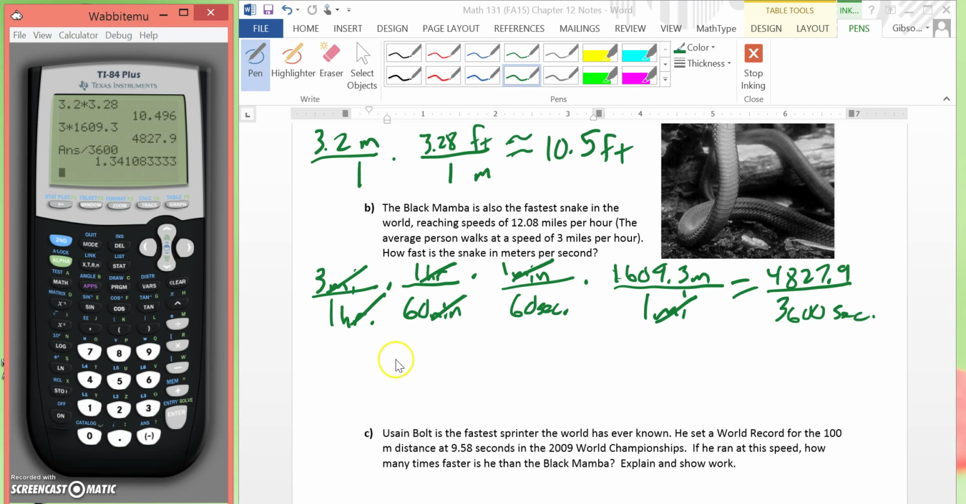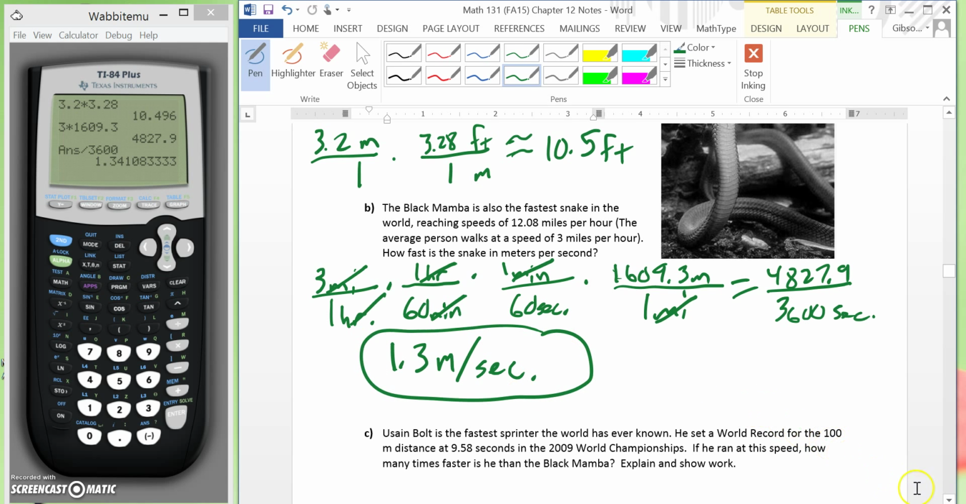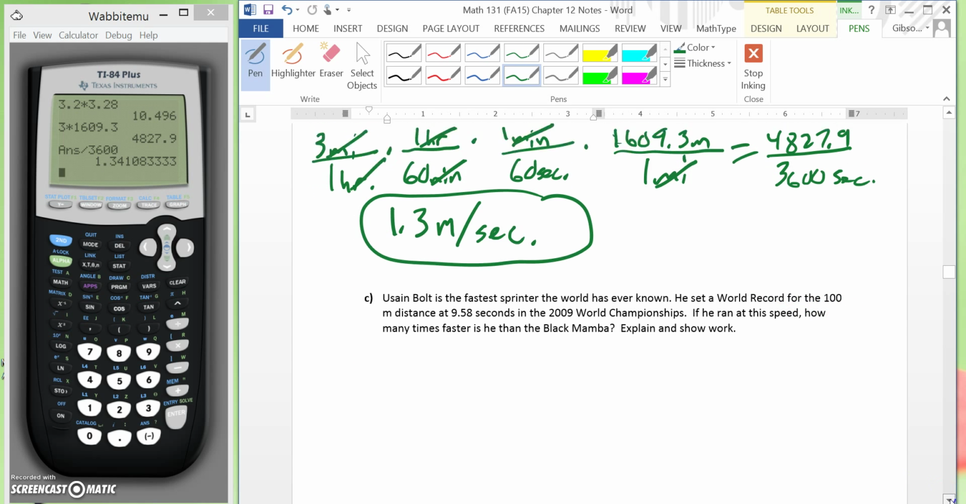And that would give us 1.3, we'll round to 1 decimal place. It'll give us 1.3 meters per second. That is our final answer. Now, we scroll to C.